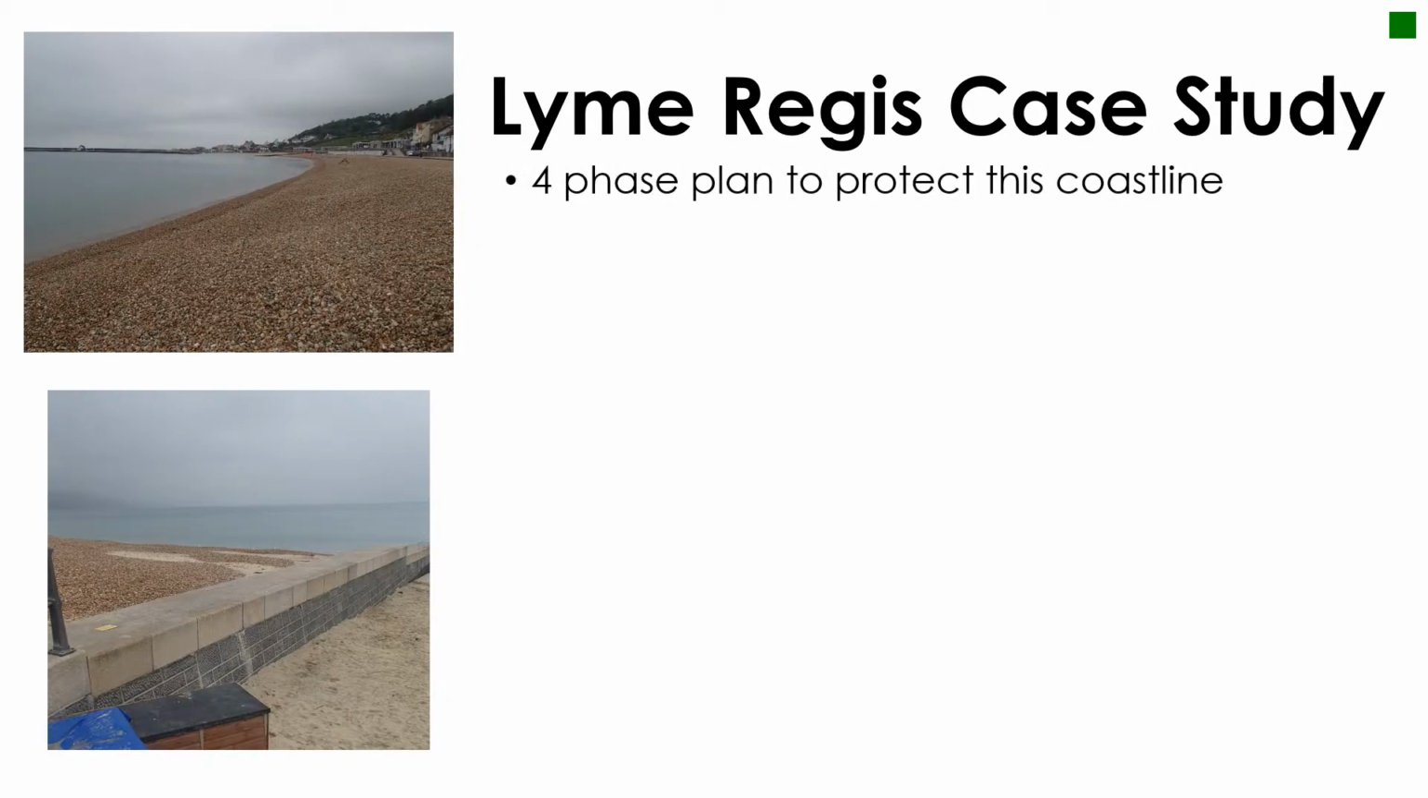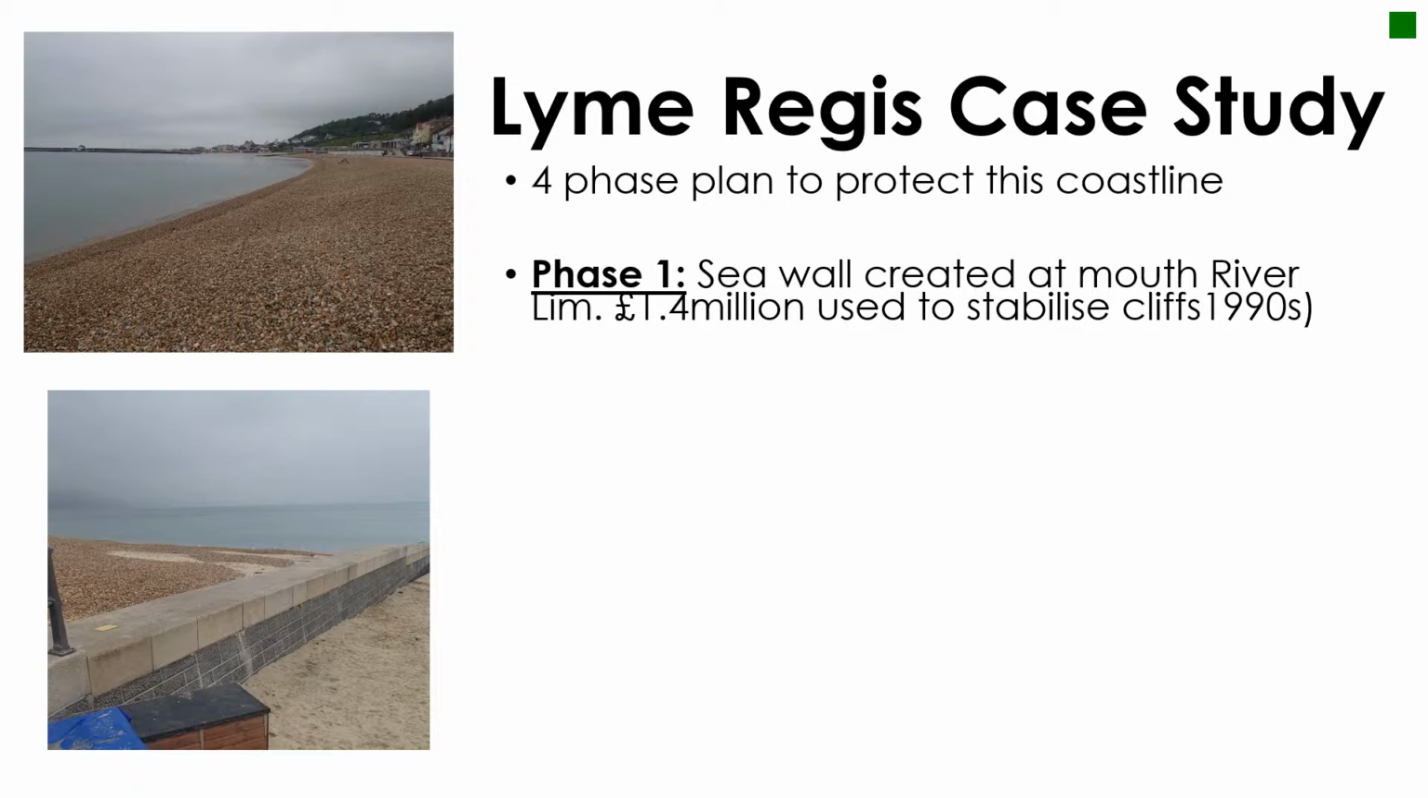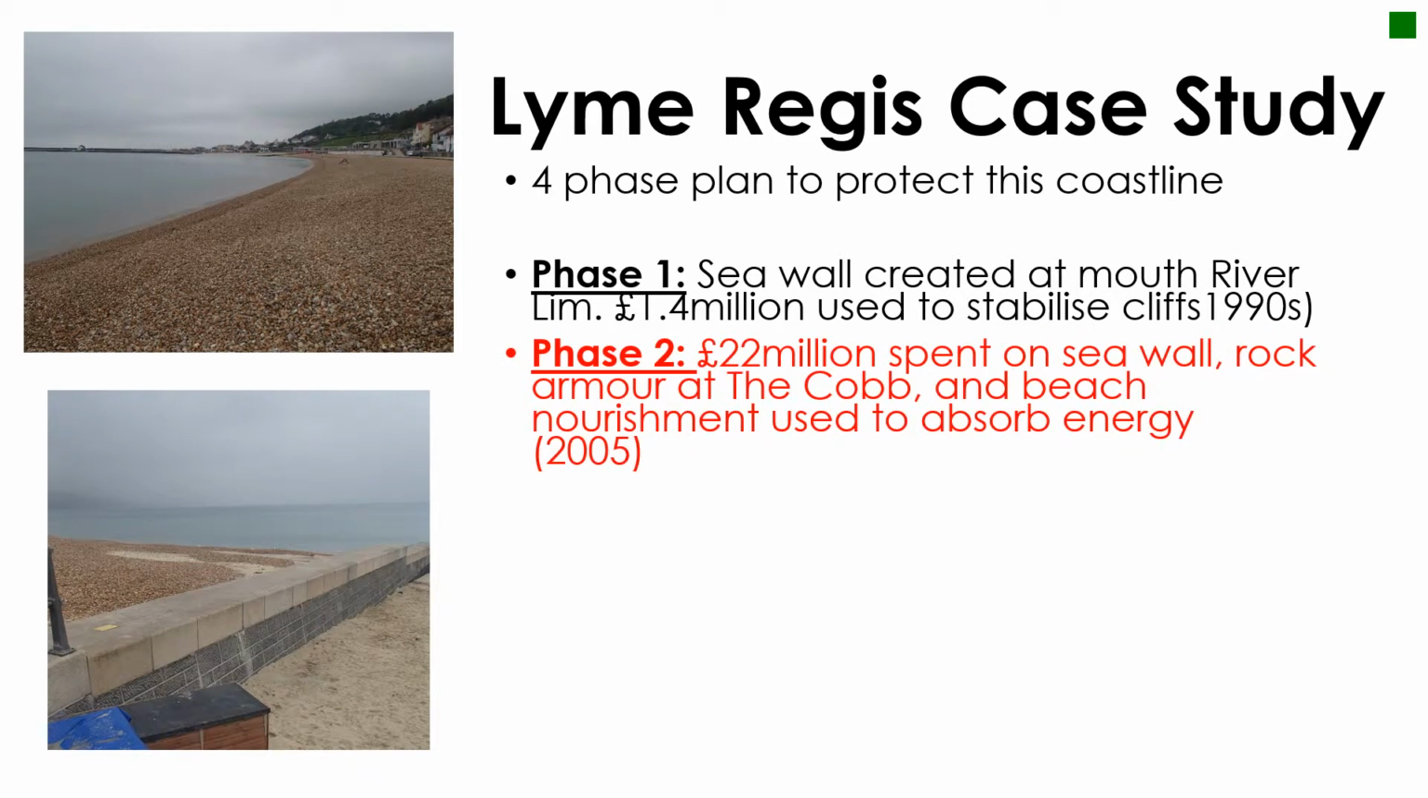So in Lyme Regis, there was a 4-phase plan brought in to protect this coastline. The first phase was creating a sea wall at the mouth of the River Lim. This cost £1.4 million and it was used to stabilise the cliffs. This was as early as the 1990s, so this case study has been ongoing for a number of decades now. The second phase was even more expensive. £22 million was spent on reinforcing the seawall, creating rock armour at the Cobb, and also soft engineering beach nourishment to build up the beach so it could absorb more energy and disperse the erosive power of the waves. Phase 2 was brought in 2005.